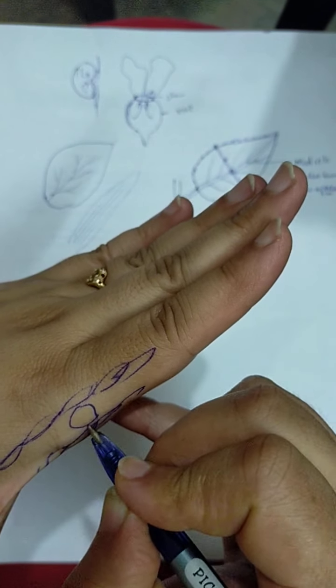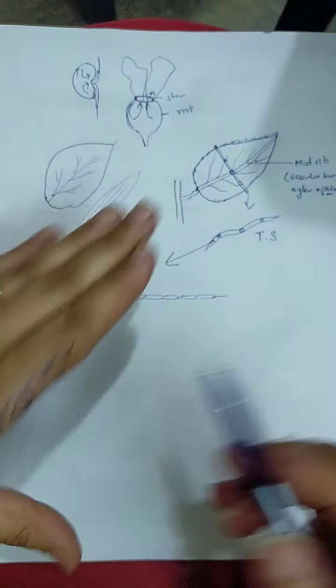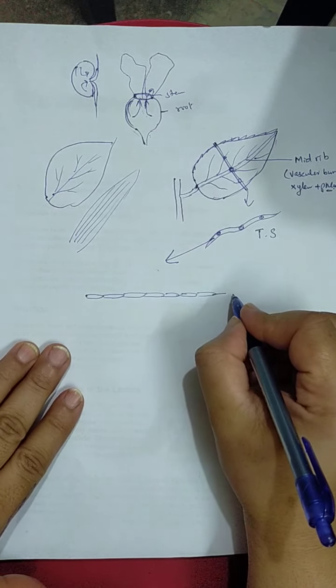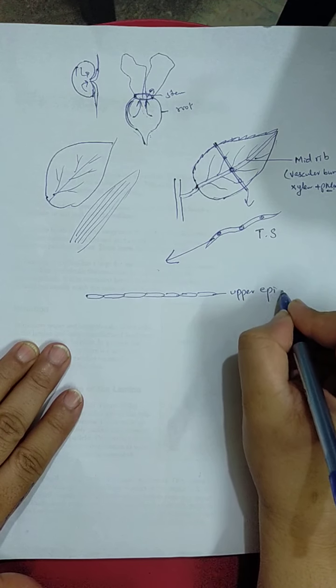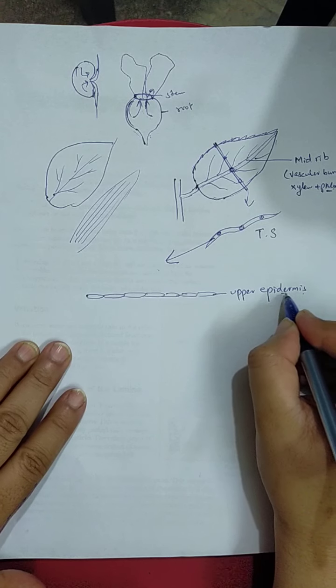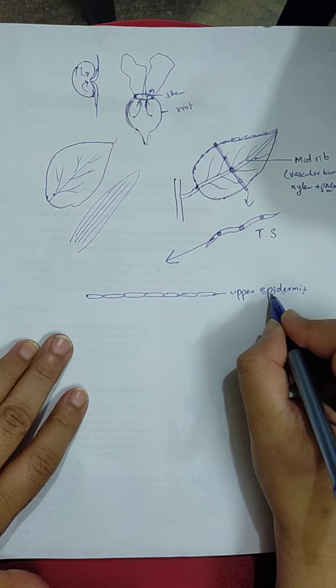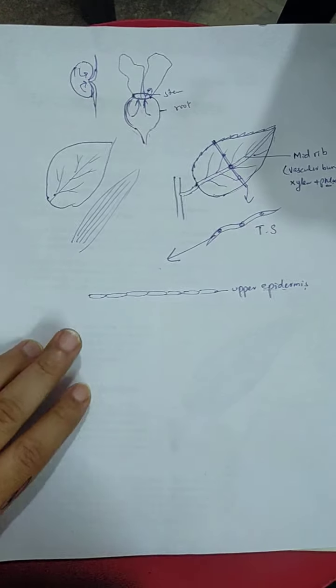Here will be the central area or the vein. Then here other types of cells which I will be making for you here. Okay, this one is the upper epidermis. Dermis is basically used for skin or cover. Epi means above, so this one is the upper cover, or the upper epidermis.